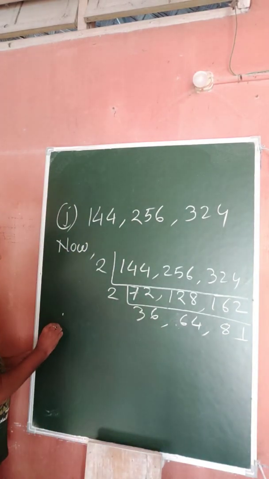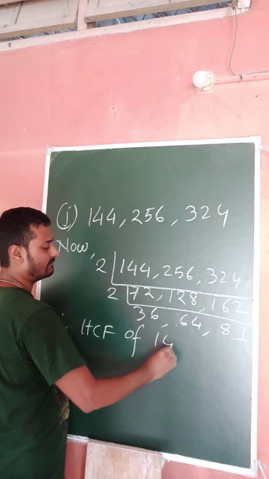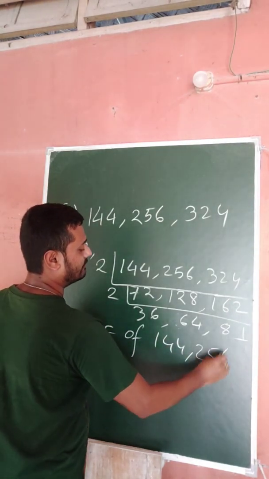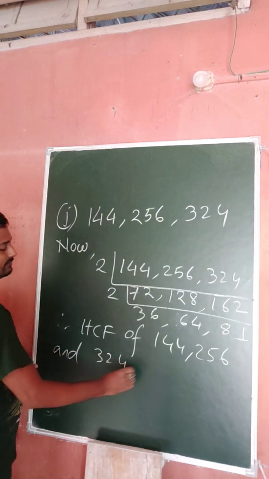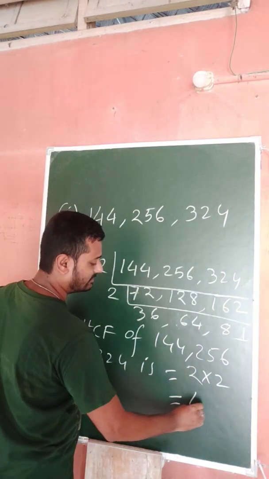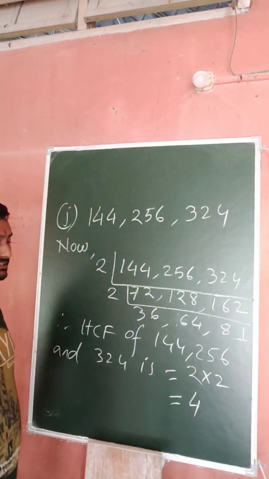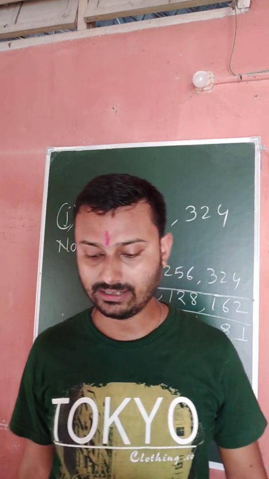So therefore the HCF of 144, 256 and 324 is 2 into 2, which becomes 4. Okay, in my next video I will explain the division method.